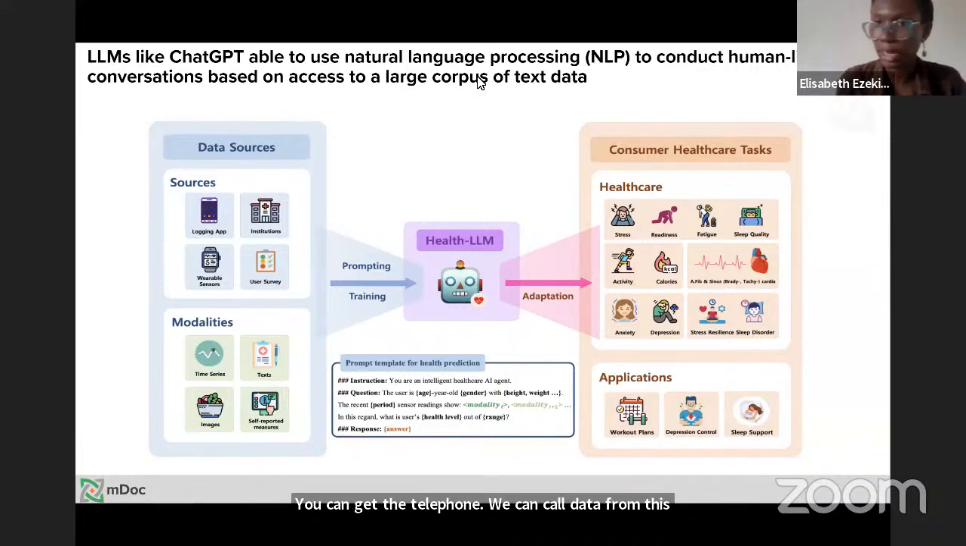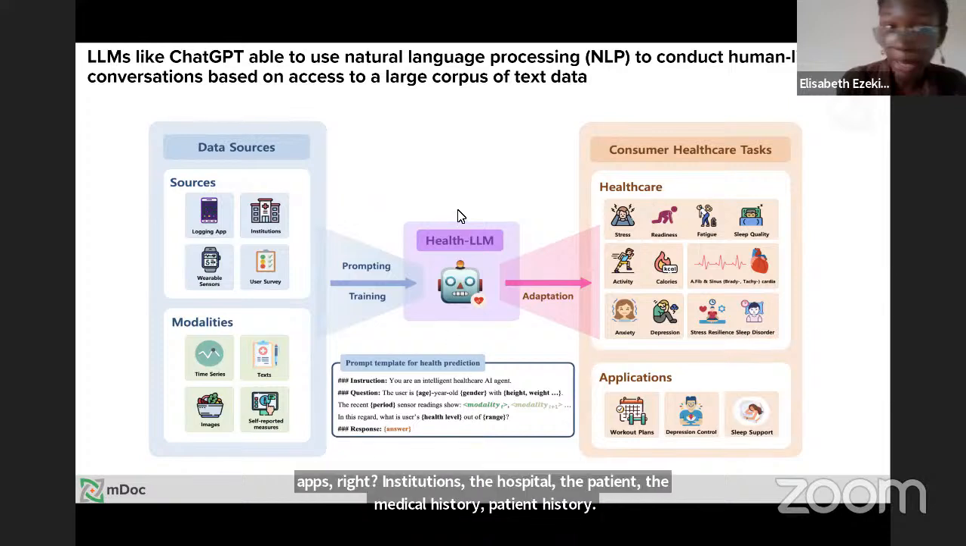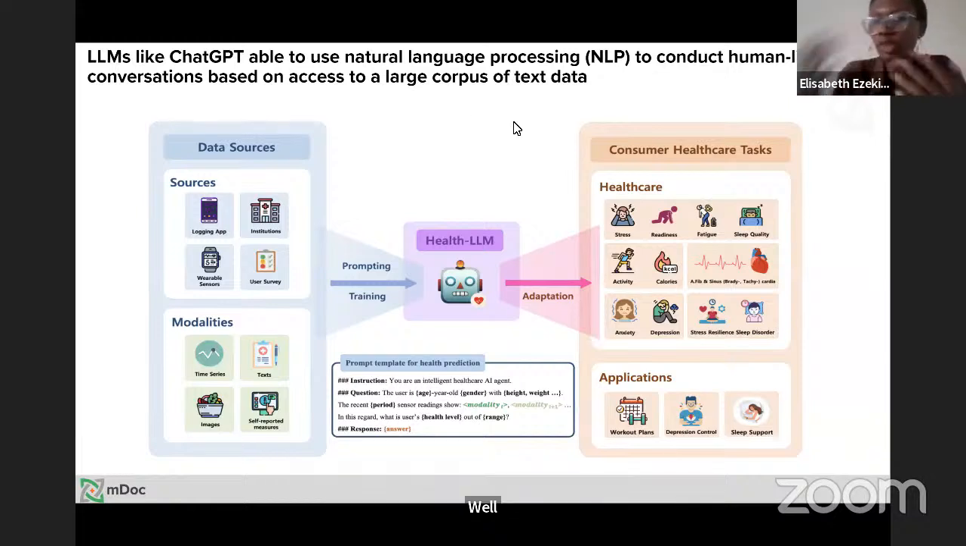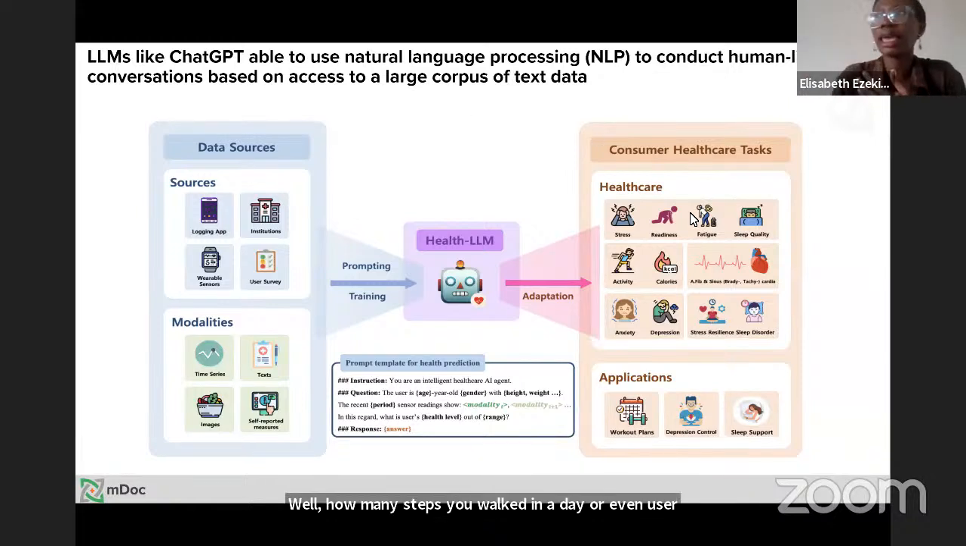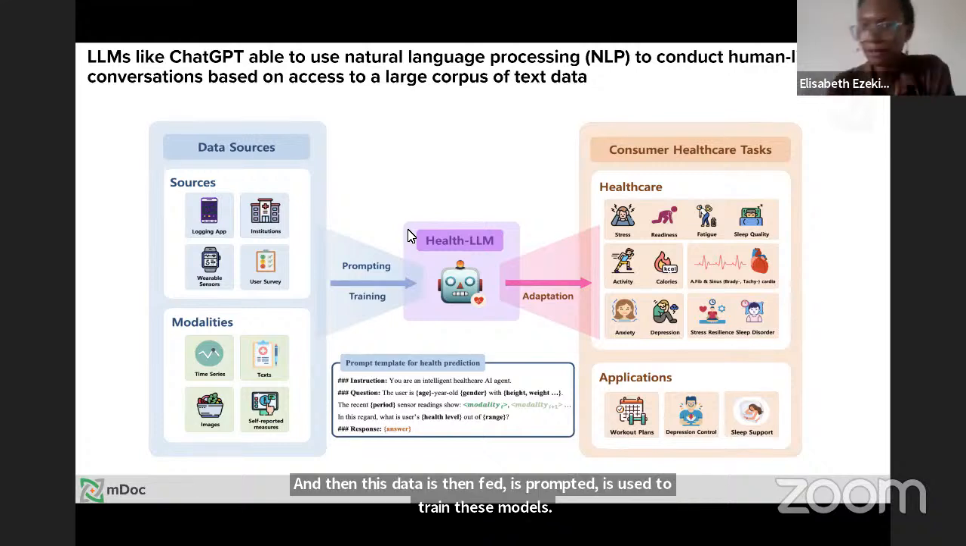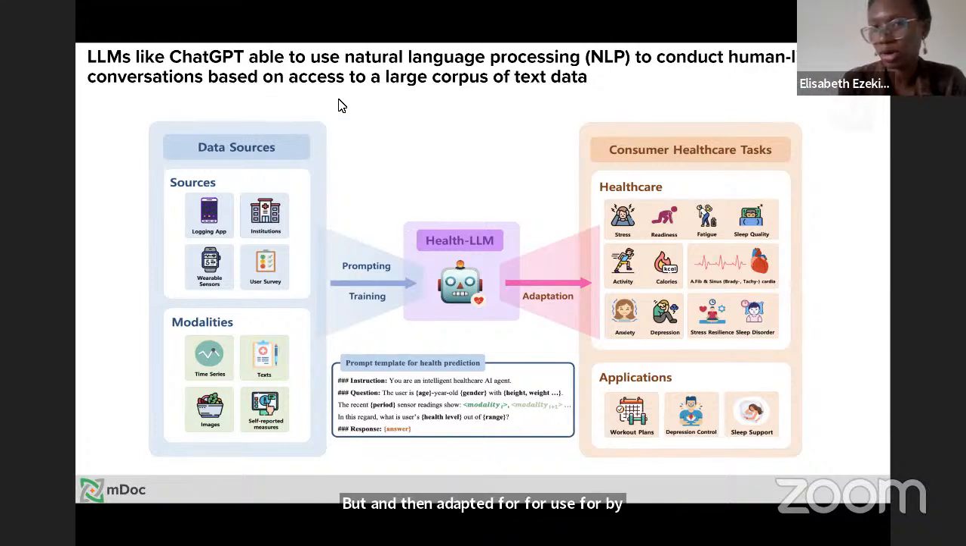Institutions, the hospital, the patient's data, medical history, patient information, or track maybe how many steps you walked in a day, or even user surveys or questionnaires. So there is a large, wide array of where data sources can be pulled from, right? And then this data is fed, is prompted, and used to train these models, and then adapted for use by the consumers of healthcare.